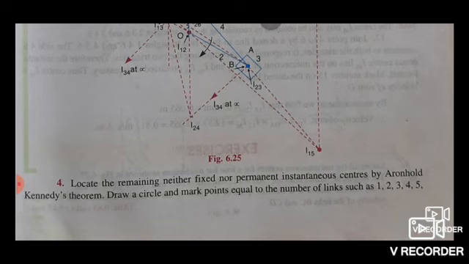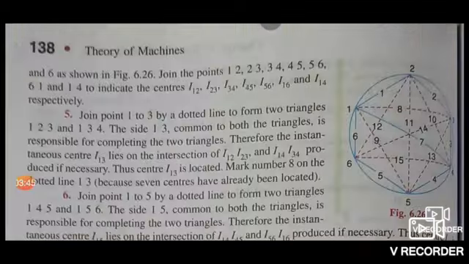Now locate the remaining, neither fixed nor permanent, instantaneous centers by Kennedy's theorem. Draw a circle and mark points equal to the number of links, as 1, 2, 3, 4, 5 and 6, as shown in figure 6.26. Join the points 1-2, 2-3, 3-4, 4-5, 5-6, 6-1 and 1-4 to indicate centers I12, I23, I34, I45, I56, I16 and I14 respectively.